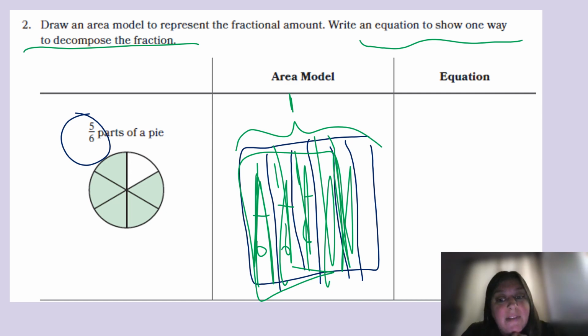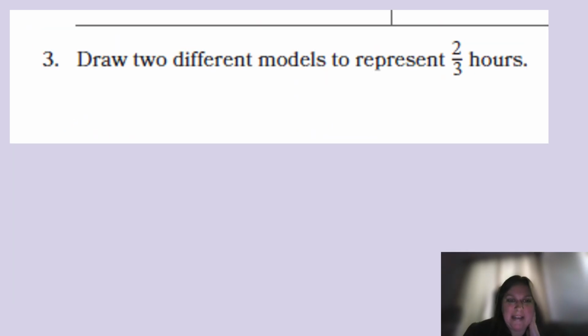Nice job. I have this feeling you're nailing this. All right, and we are moving on now to the next one. I think it's your last one. And now you get to pick your models to represent 2/3 hours. We have several different ways. If you can't remember them, I would go back to the slide that lists them all in order, where we had an area model, a tape diagram, a number line, a circle model. You have equations with unit fractions or equations that are written in any way of decomposing. Go ahead and do this with your partner, and after that, I'll give you your next assignment.